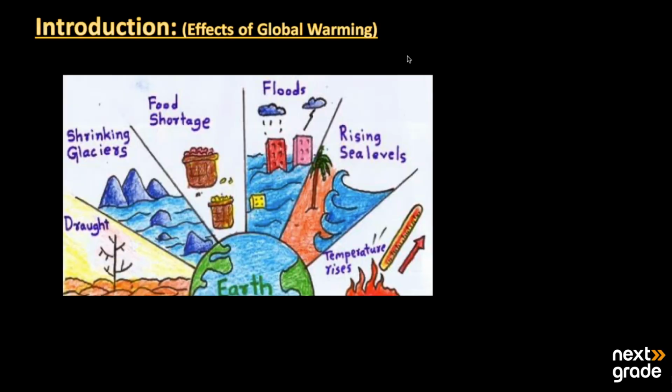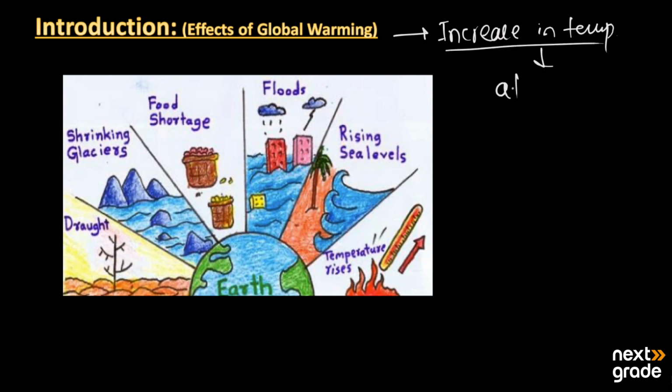So the next topic that we will discuss is the effects of global warming. What are the main effects of global warming on the environment? Basically, global warming is simply the increase in temperature of the environment or the atmosphere that is surrounding us.